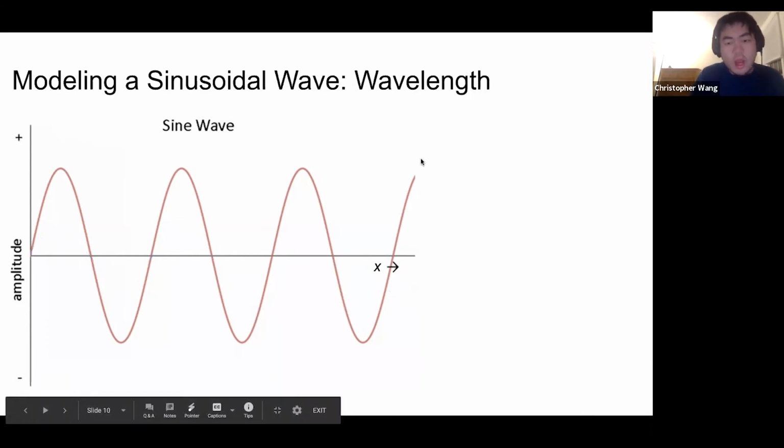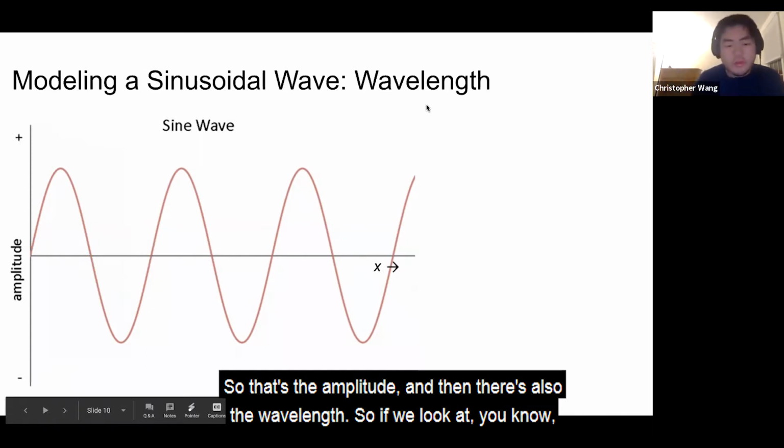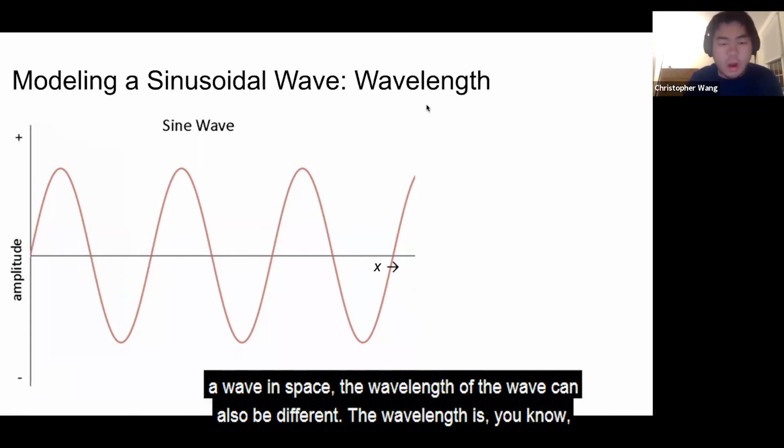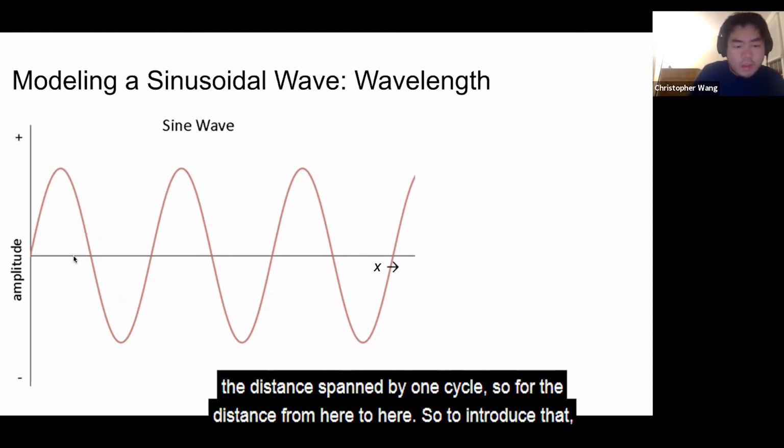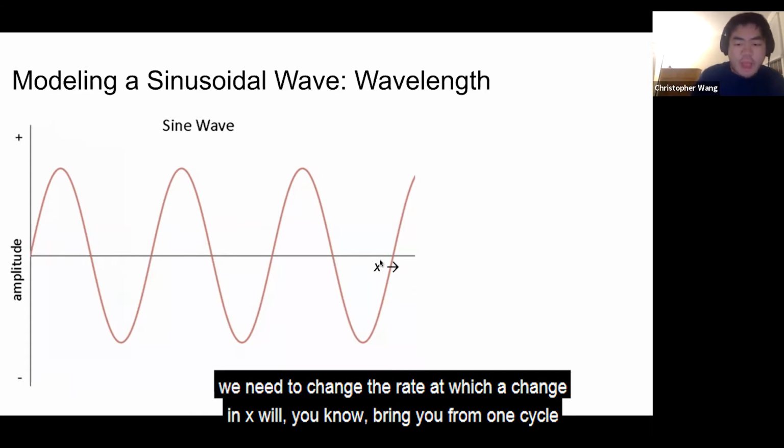Clear the drawing. So that's the amplitude, and then there's also the wavelength. If we look at a wave in space, the wavelength of the wave can also be different. The wavelength is the distance spanned by one cycle, so the distance from here to here. To introduce that, we need to change the rate at which a change in x will bring you from one cycle to the next.